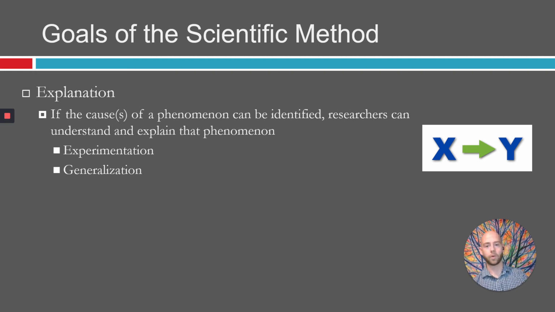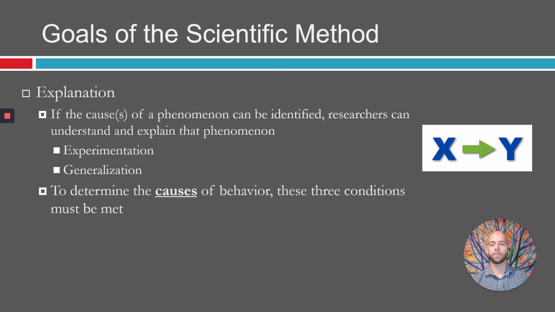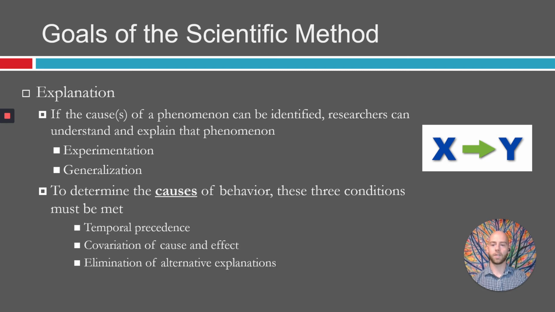So in order to actually talk about the cause of a behavior, you have to meet these different conditions for experimentation. That you have temporal precedence, which is just a fancy way of saying the cause comes before the outcome. X comes before Y. You can't say that X causes Y if they happen at the same time, or if Y comes before X, right? Covariation of cause and effect.